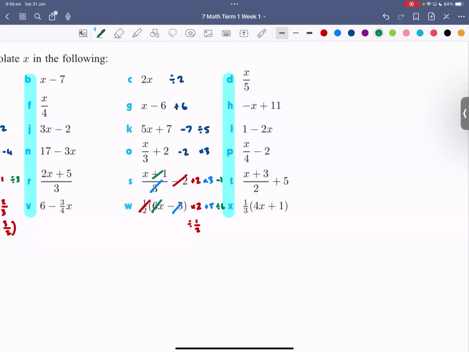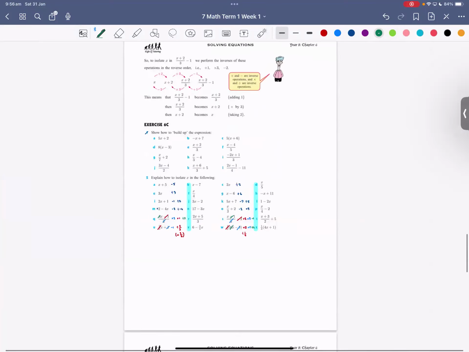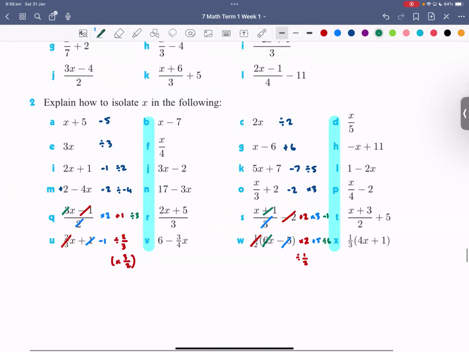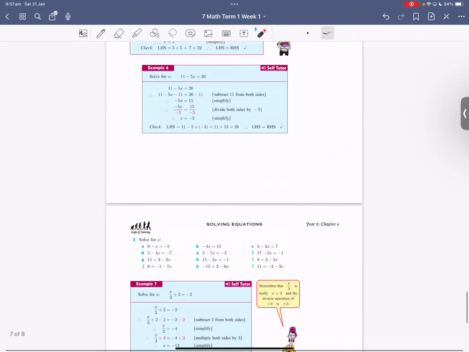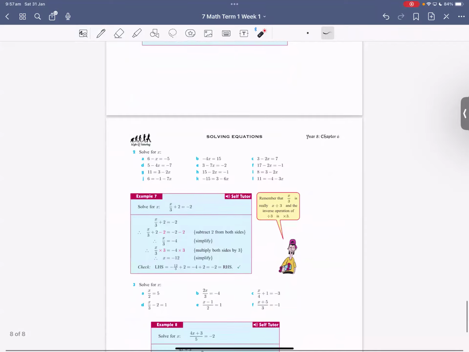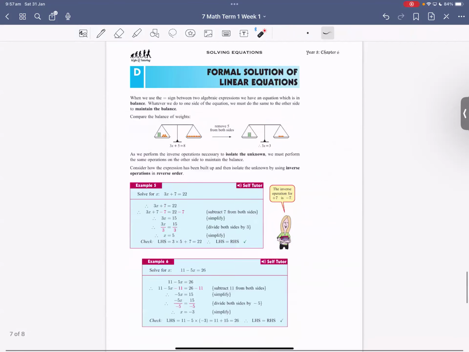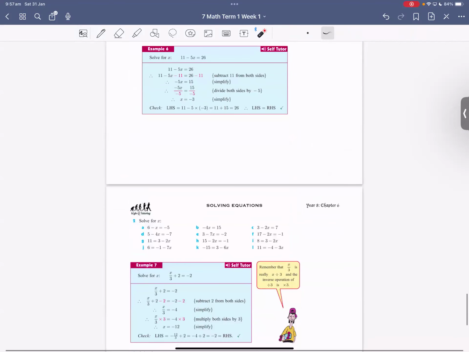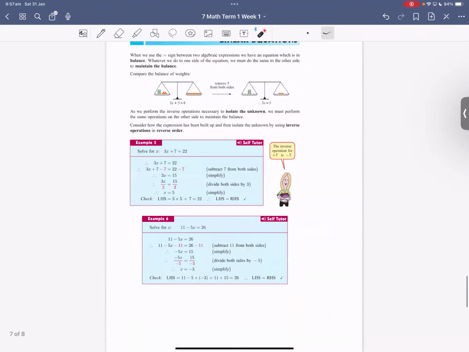All right, now we know how to undress x. That's what we're doing. We're literally just undressing x, leaving it naked. That's what the question says: how do you isolate x? All righty, cool. So now we're almost onto the last. We are actually onto the last page.